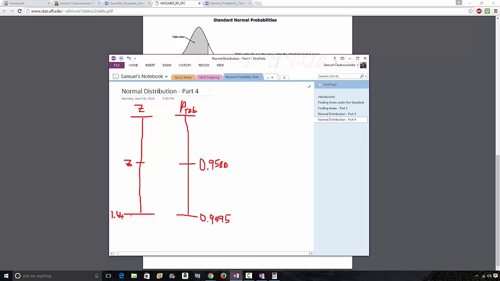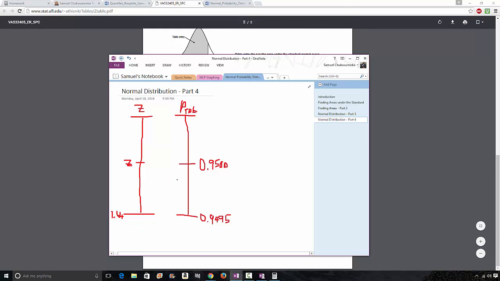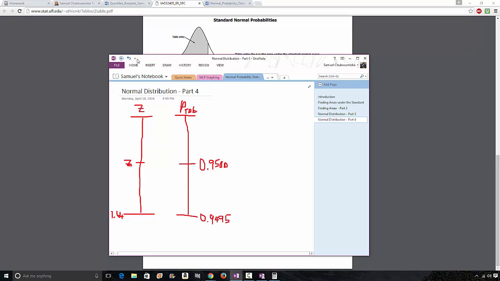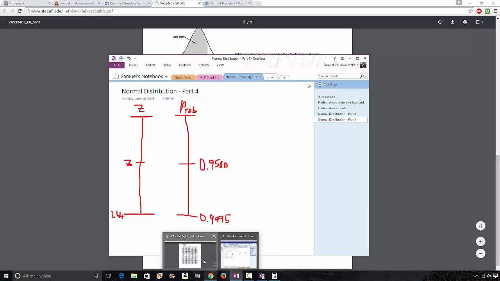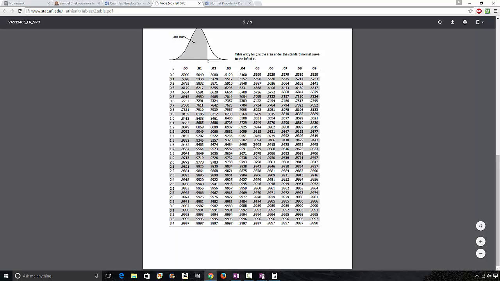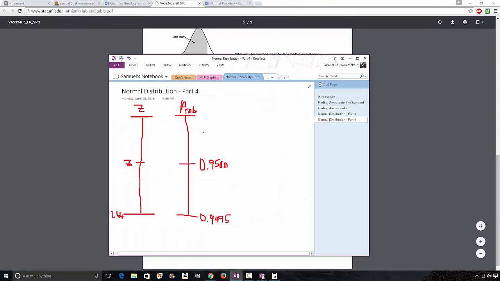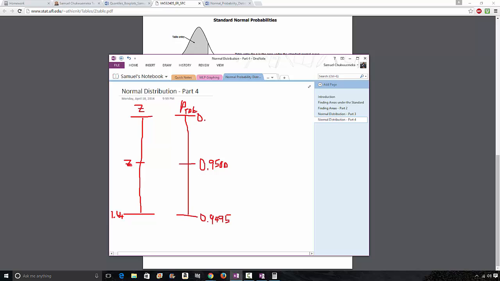We have to interpolate between these two values. And please, if you don't understand what I am doing now, please view the videos on interpolation method. The other value is 0.9505 and it corresponds to a z-score of 1.65.